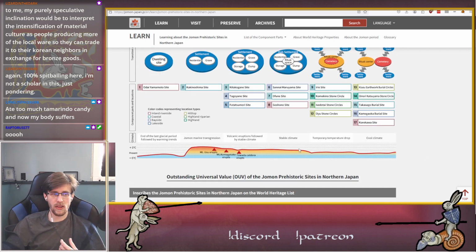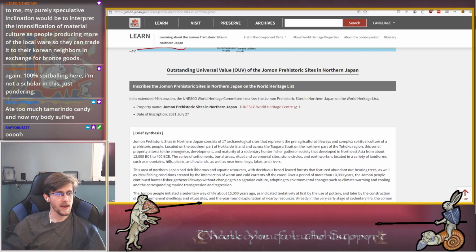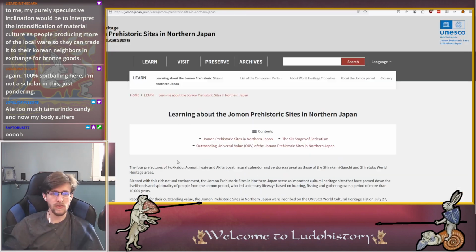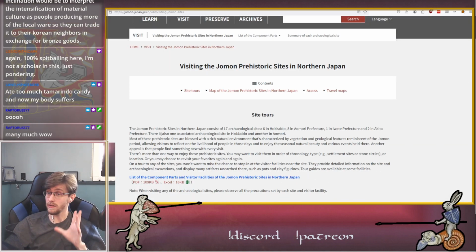We also get a climatological history, which is fantastic. Hey, look, you can see the Younger Dryas right there. Look at that change. And so I just cannot recommend this site enough if you are interested in Jomon culture and the archaeology of the Jomon period.